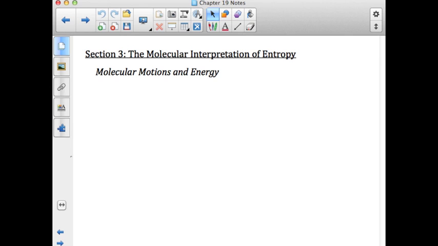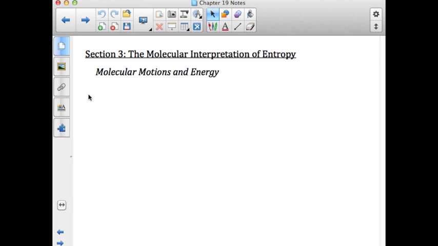We're going to look at some more dealing with entropy and the third law of thermodynamics, and then we're going to look at standard molar entropies, which are really easy to figure out. We've actually done them before with enthalpies. Okay. So first things first, we're looking at molecular motions and energy. We're looking at how molecules interpret entropy.